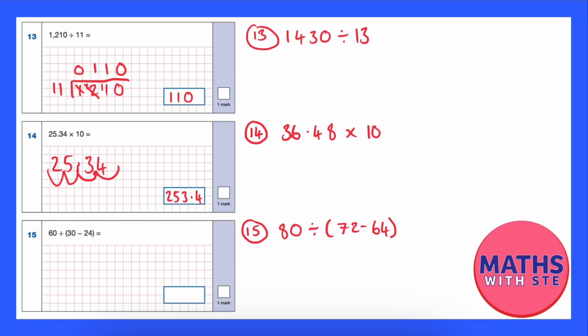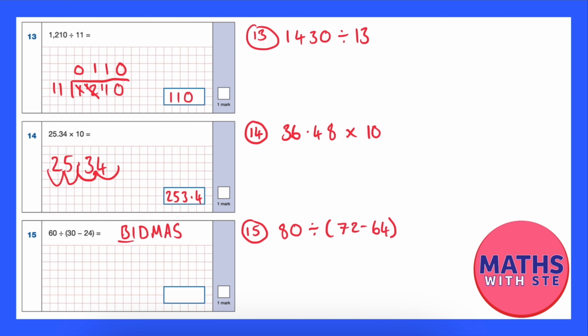Okay, question 15. We've got 60 divided by, and then in brackets, 30 minus 24. Now we have BIDMAS that we can use here. BIDMAS is brackets, indices, division, multiplication, addition, subtraction. So the first one is brackets, which means we've got to do everything in the brackets first.